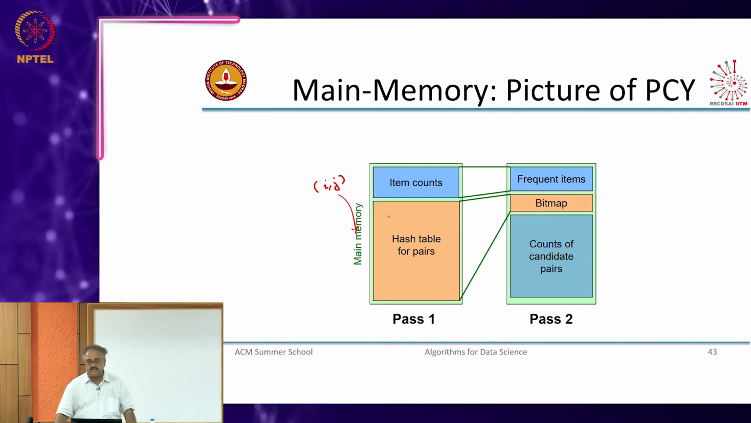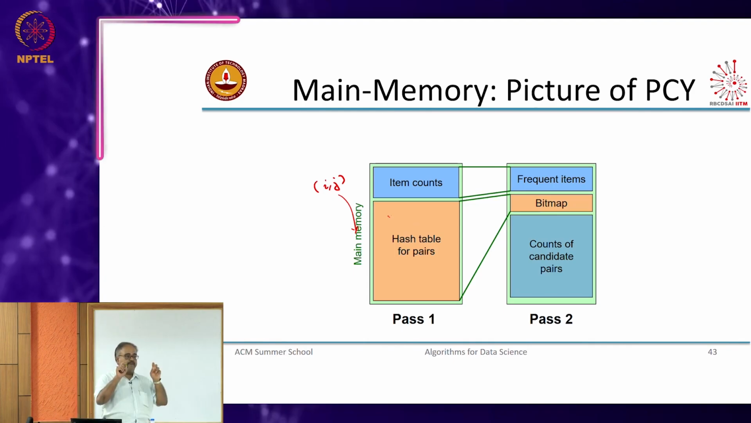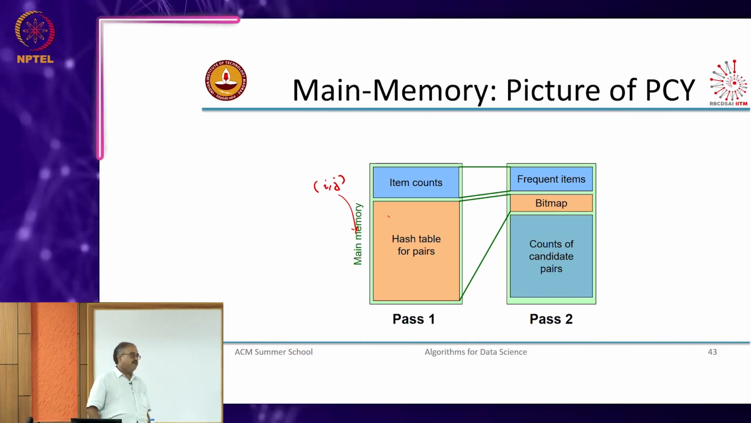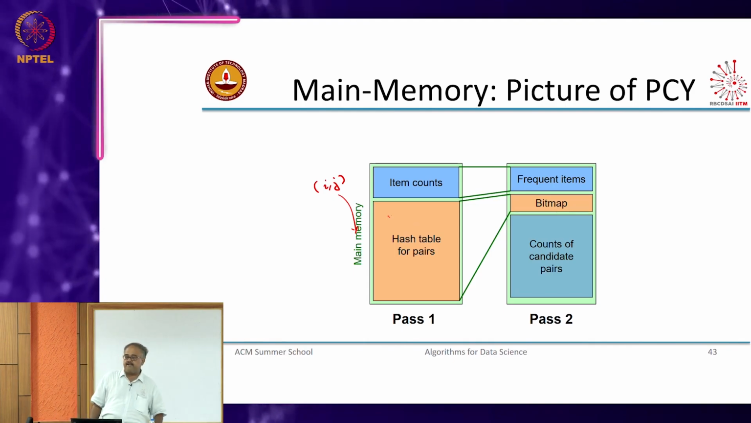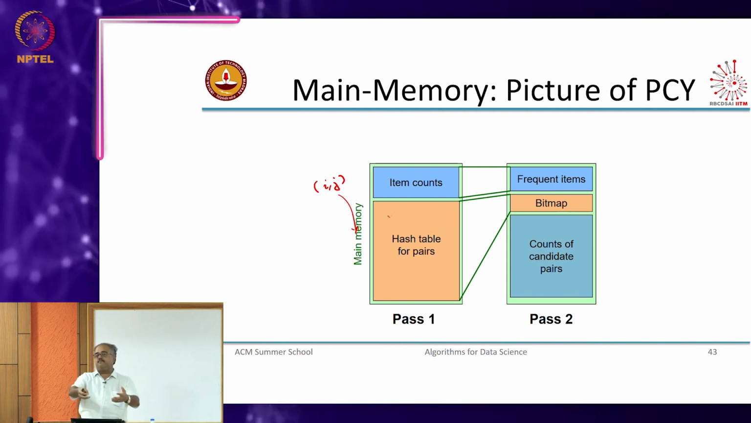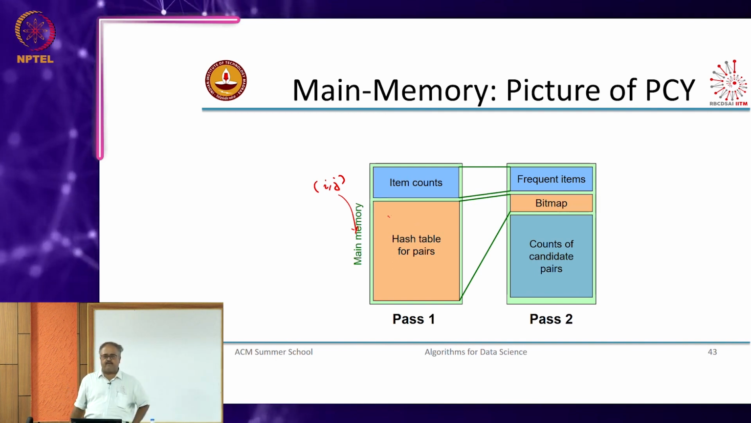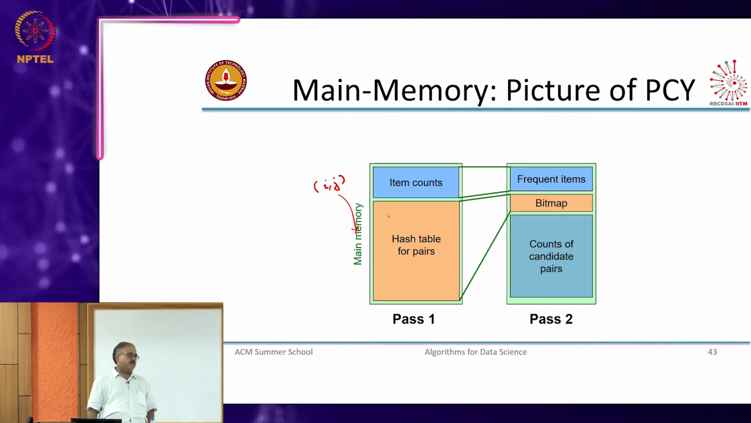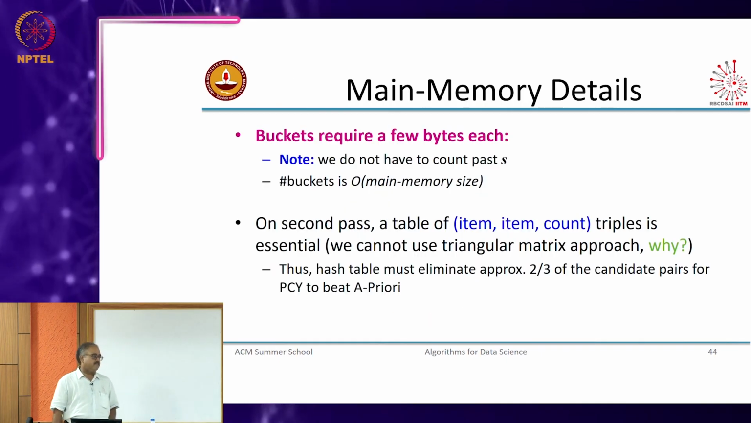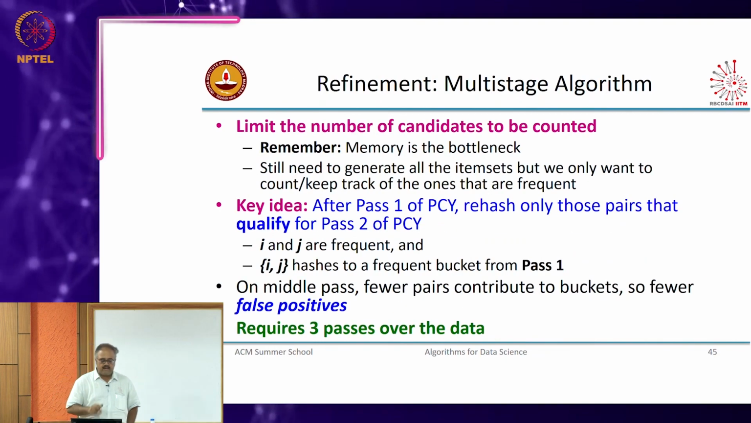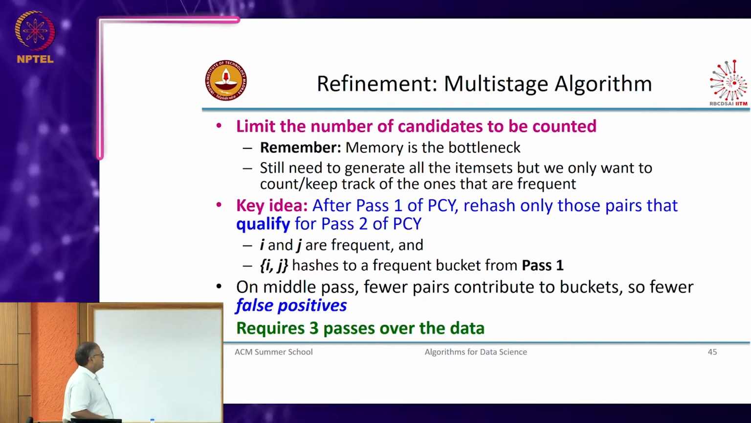So, that is one of the reasons you get a lot of false frequent buckets, false positive buckets, at the end of phase 1 in the PCY algorithm, because a lot of candidates that are for sure not frequent also contribute to the counts of the buckets. Okay. So, we can now make a 3-pass algorithm, right.